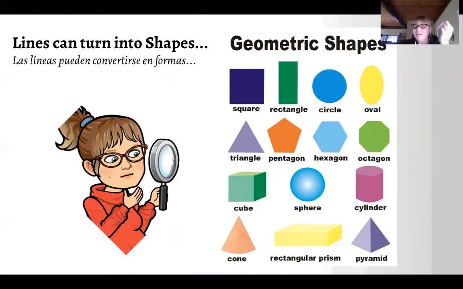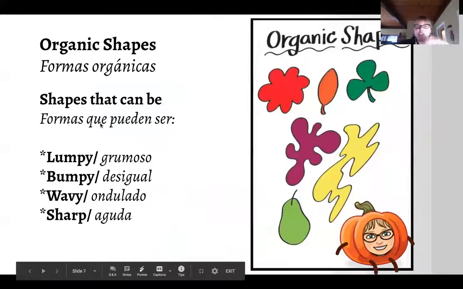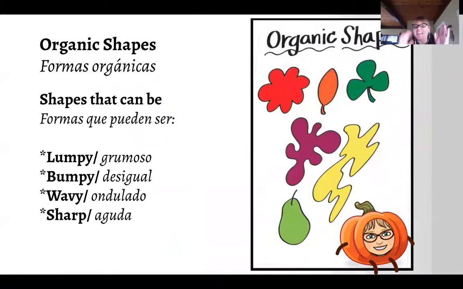But there's also another kind of shape. That shape is called an organic shape. Organic shapes happen when lines like our wibbly wobbly lines or our wavy lines connect with one another and create organic shapes. These shapes can be lumpy, bumpy, wavy, and sharp. Okay, so take a really, really good look at those shapes.